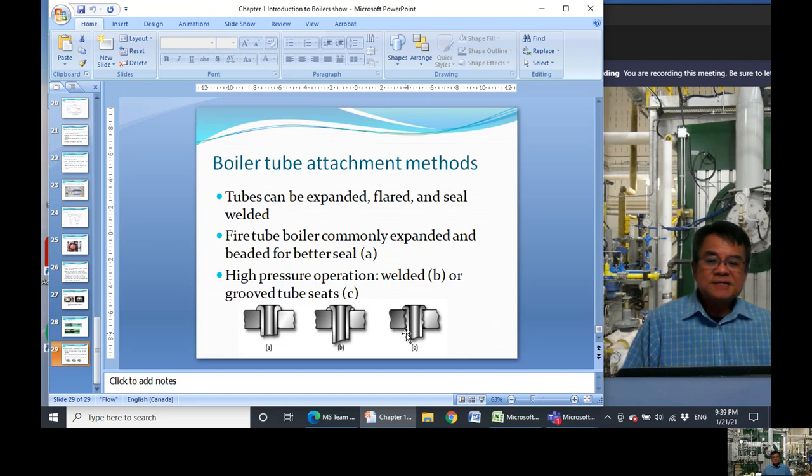Now, on the sea side, they even have a grooved tube seat. That means they make a wiggly path in here, you see the wiggly. So if the water wants to escape, it has to go through a labyrinth before it comes out, so it's even better.